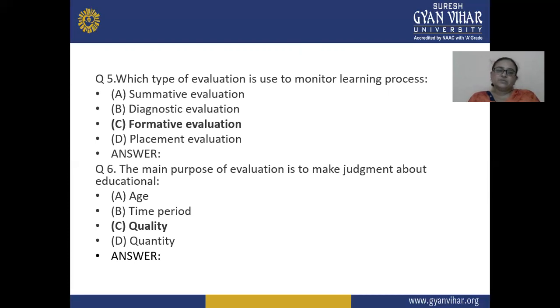Number 5: which type of evaluation is used to monitor the learning process? Summative evaluation, diagnostic evaluation, formative evaluation, placement evaluation. Number 6: the main purpose of evaluation is to make judgment about educational age, time period, qualitative, quantitative. These are the four options.